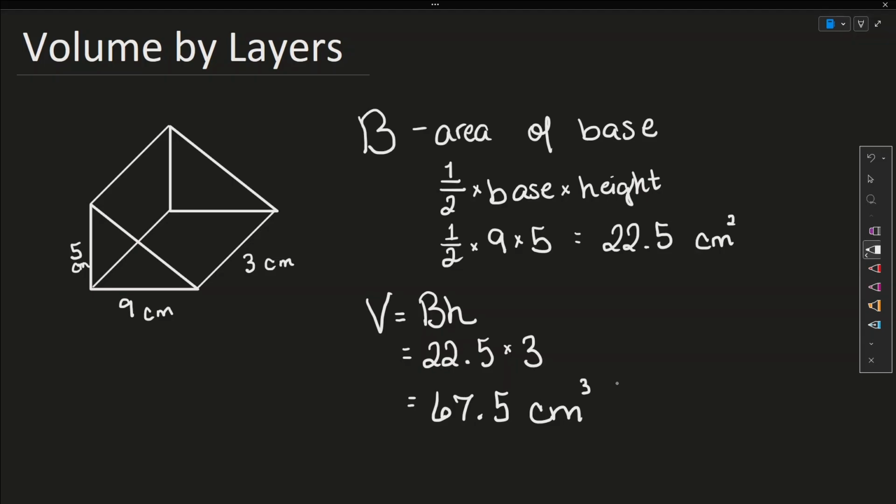Let's pause and think about what this means. Basically, since this is 3 centimeters long, there are 3 layers here that we need to consider. Each layer of this prism has an area of 22.5 square centimeters. If we stack those through a height of 3 centimeters, we get the 67.5 cubic centimeters of space inside our solid. That is why the formula works. We are multiplying the amount in one layer by the number of layers.